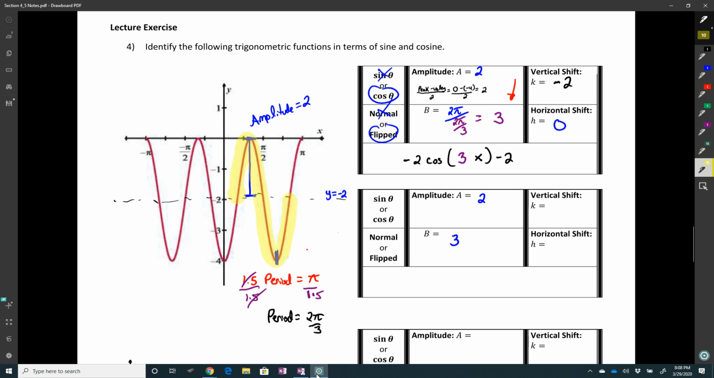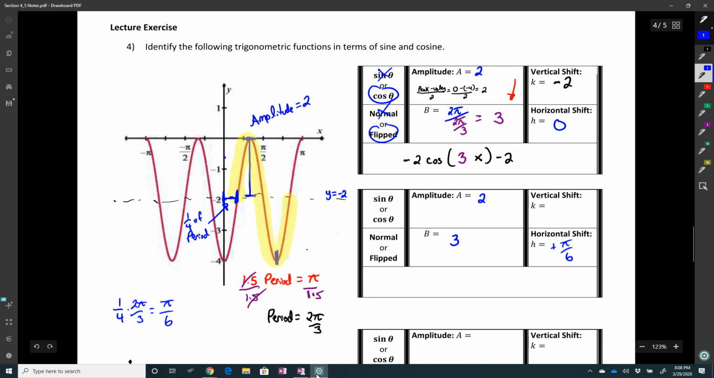All right, so notice that it's starting 1/4 of a period later. So I know my period is 2 pi over 3. From here to here is just 1/4 of a period. And so I'm just going to get my period and multiply it by 1/4. And that gives me 2 pi over 12, which is just pi over 6. Okay, and that's my horizontal shift.